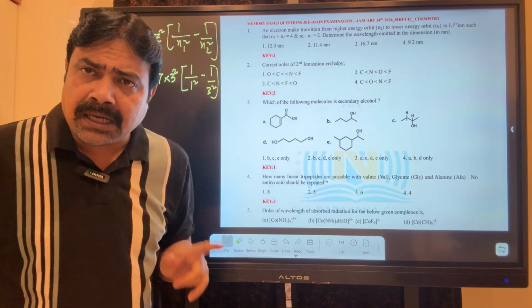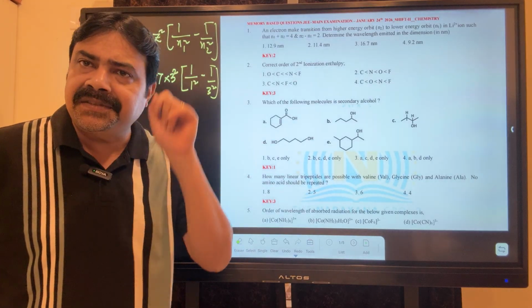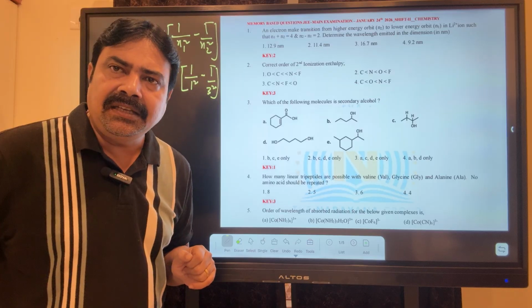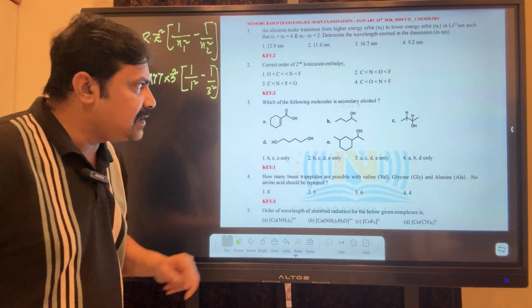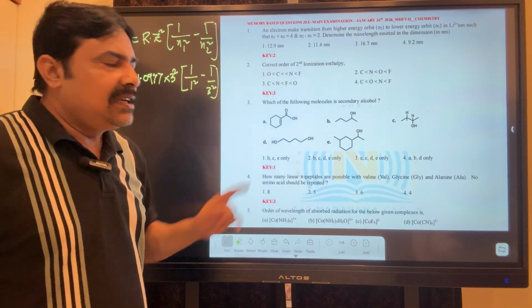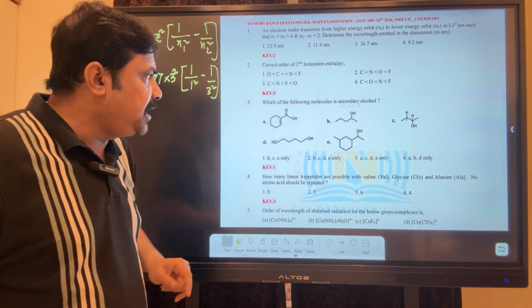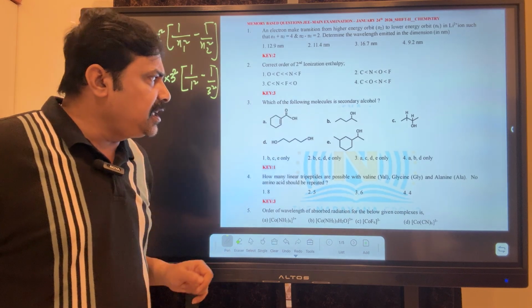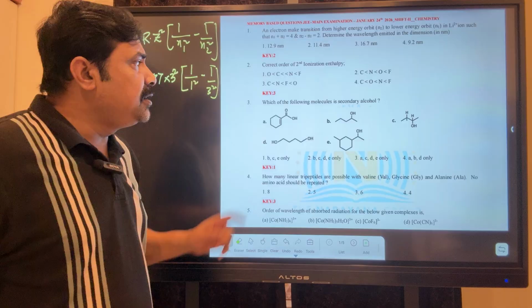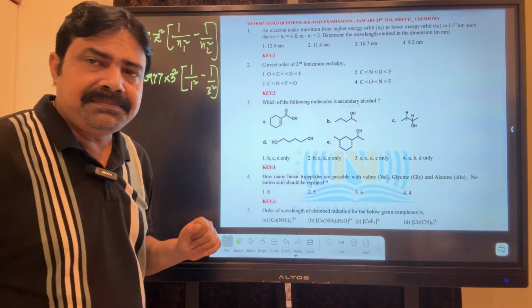Whenever the considered carbon is attached to two different carbons on two sides, that carbon is called secondary. From that point of view, the first one is a carboxylic acid, option B is a 2-degree alcohol, option C is a 2-degree alcohol, option D is a primary dialcohol, and option E is a 2-degree alcohol. So B, C, E are 2-degree alcohols. The first option is right for that one.